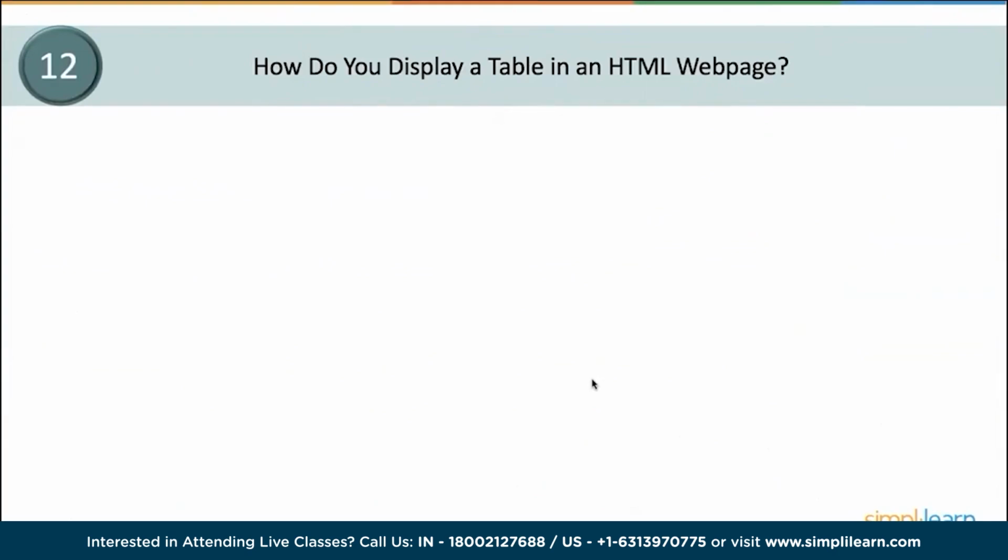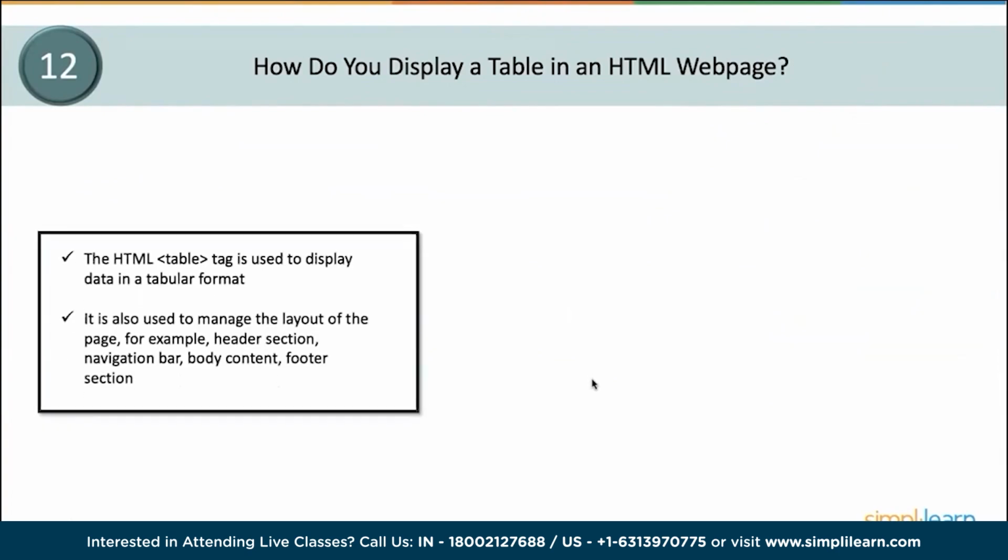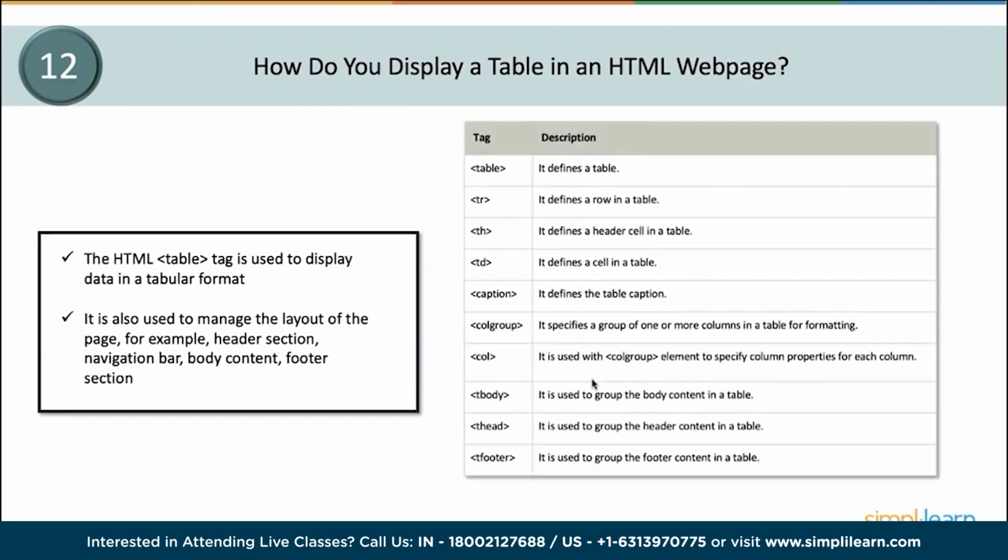Now the next question is, how do you display a table in an HTML web page? We have the table tag, and under the table tag I can align the complete layout of my web page using table head, table body, table row, table columns. There are multiple different types of elements available which are part of the table. It's just to align the content in a proper format.